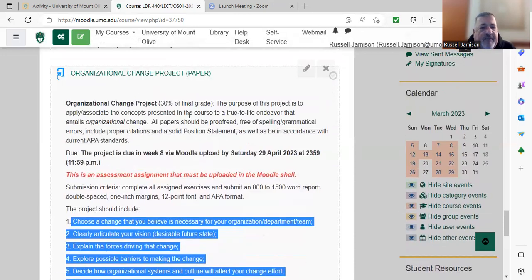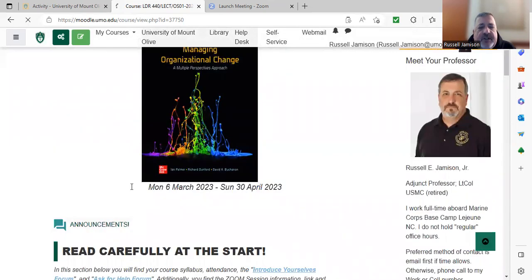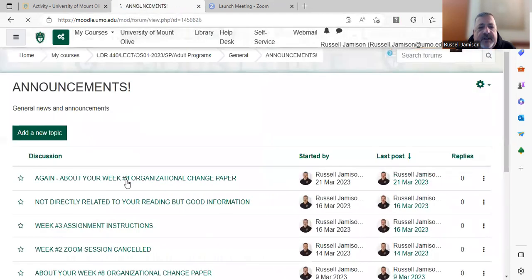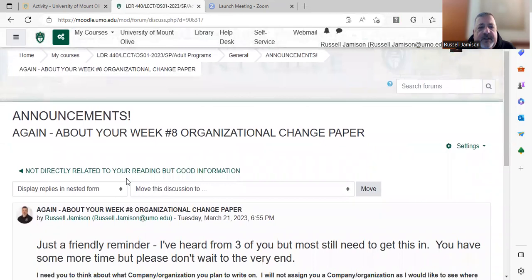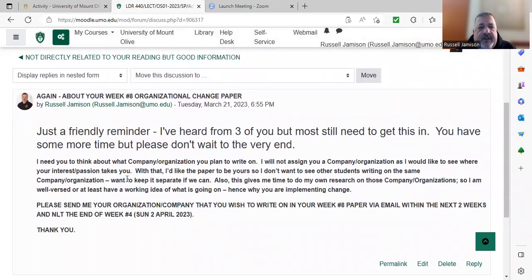For these papers, I've asked again for you to tell me what organization you're going to write about. Okay, I just put the announcement out again here. It says again about your week 8 organizational paper. Again, just a friendly reminder, I've heard from 3 of you. One of you I've heard from, but you didn't give me your organization. But a couple of you have. Proverbs 31 Ministry and Duke University Health Systems are the 2 organizations I've been given from 2 students.